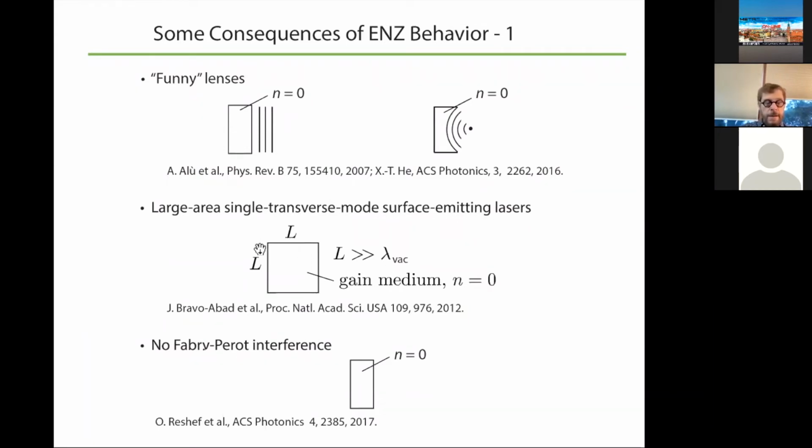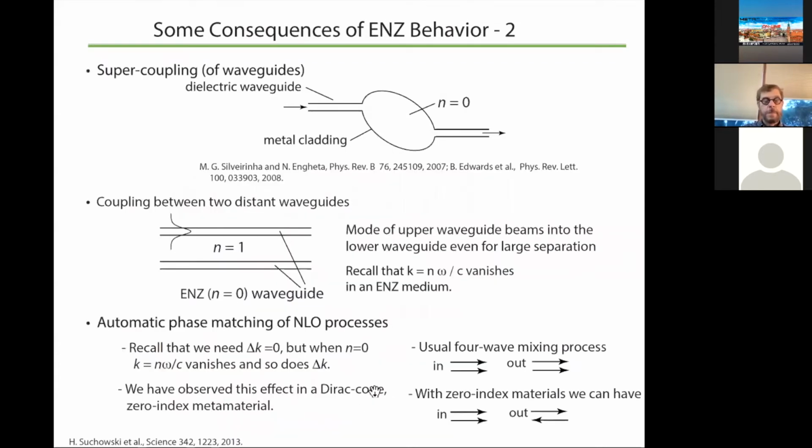So let's say this is the facet of your semiconductor diode laser, and this length, L, is much greater than the vacuum wavelength. You might think you have to worry about becoming overmoded, but you don't, because if this is a zero index material, the phase is the same everywhere in the material, and you can emit into a single mode. And I'll make the obvious comment that there are no Fabry-Perot interference effects. You simply do not pick up a phase shift as you go from this entrance window to this exiting window.